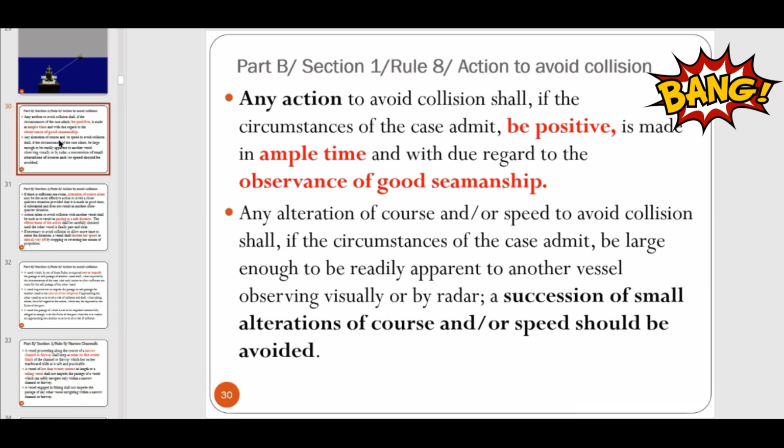Similarly, if you are plotting, by plotting also they can find out that the action you have taken on speed or course is very little. It will not be very obvious to the other vessel. That is why it says avoid a succession of small alterations of course and speed. You must give a large alteration or a large reduction of speed. So that's the second paragraph.